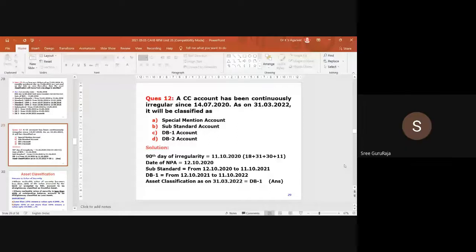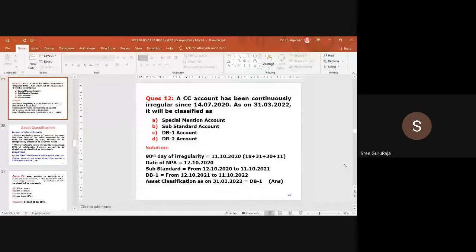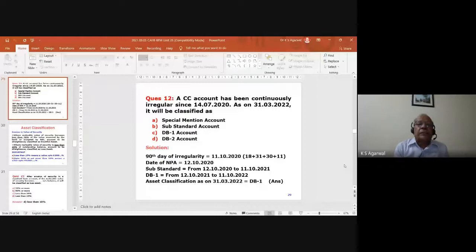Sir, one doubt, sir. Yes. Sir, irregular, CC account being irregular or out of order, what is the difference in this? Irregular means its balance outstanding is more than drawing power or sanction limit, whichever is less. So it has become out of order.